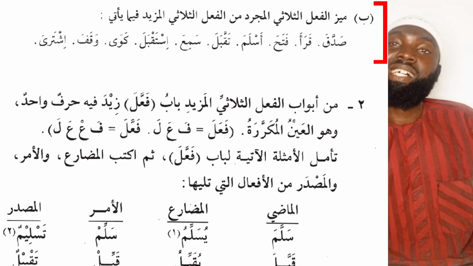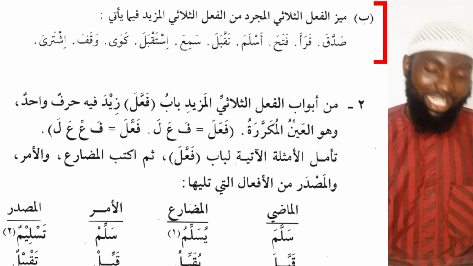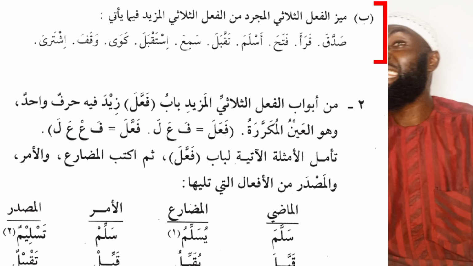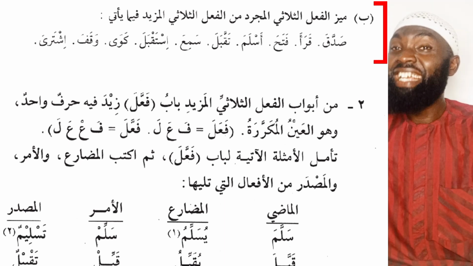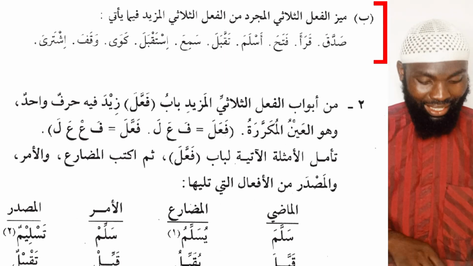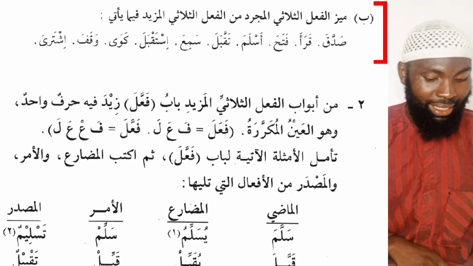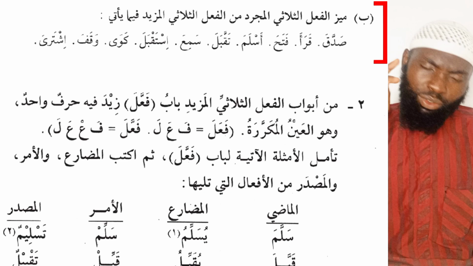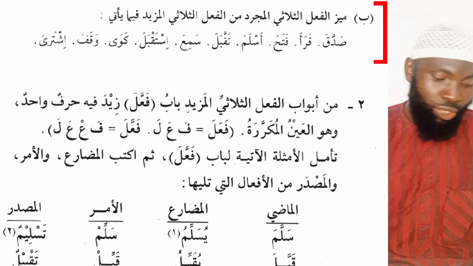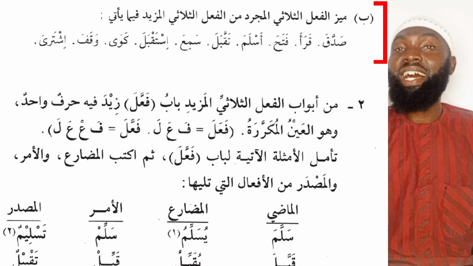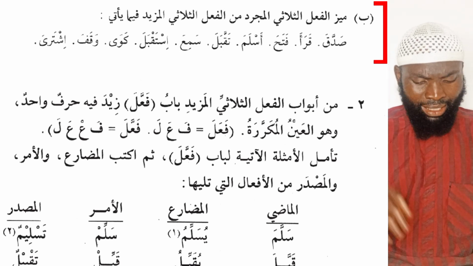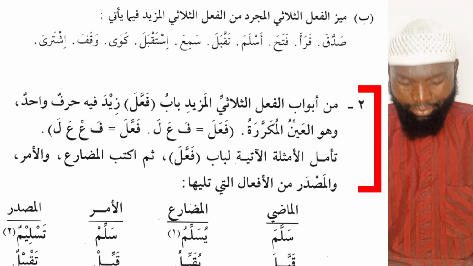Next is Sami'a. It is Al-Thulathi Al-Mujarrad. Istaqbala. This one even has an addition of 3 letters. Hamza, which is the E there, Sin and Ta have been added. So this is Al-Thulathi Al-Mazid. Next one is Kawa. This one still remains. Waqafa. This is Al-Thulathi Al-Mujarrad. Ishtara. This one has an addition of what? 2 letters, Alif and Ta. Now, this is what we have seen.